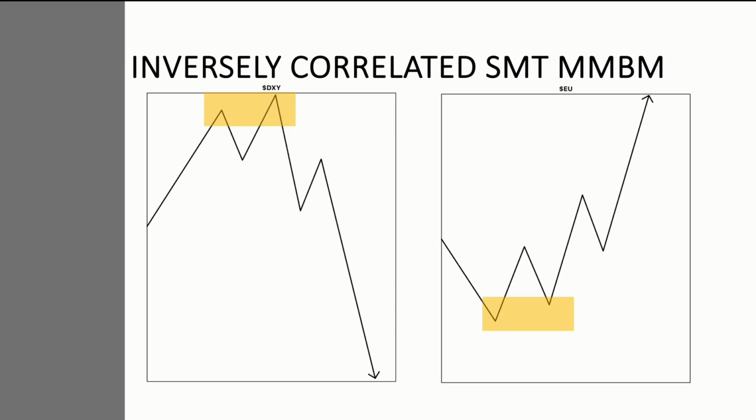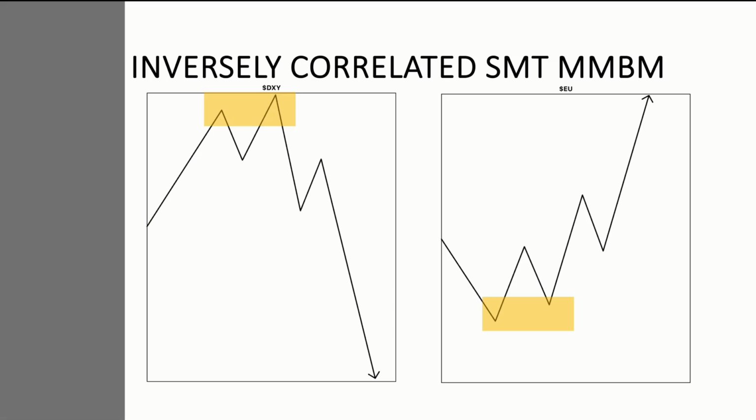If you are taking a look at inversely correlated assets for SMT within a market maker buy model, we can see the following. The market maker buy model is taking place on euro, so foreign currencies. And what we can see is that Dixie trades into its respective point of interest during a time of interest, and euro trades into its respective point of interest during its time of interest as well. Dixie does the opposite of euro.